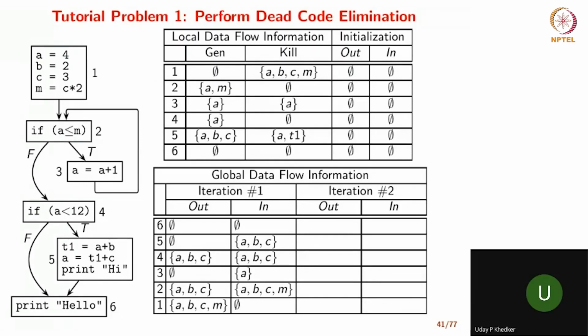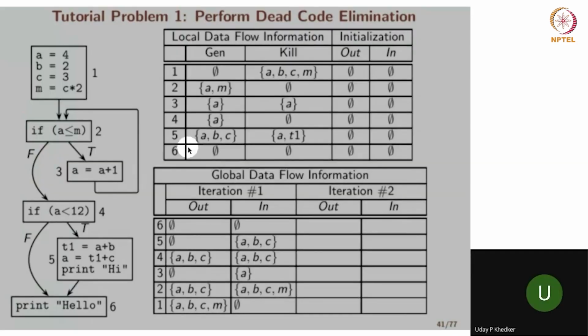Hello, sir. Can you please explain the local data flow information at block number 5? Okay. So talking about block number 5, can you see that A and B are read before being defined within the basic block? Yes. Okay. So for some reason I'm unable to see the name of the person asking the question.